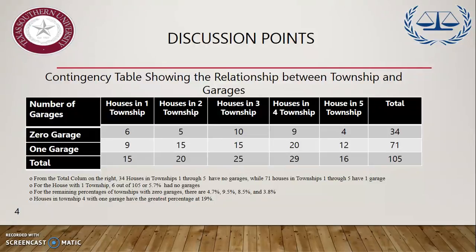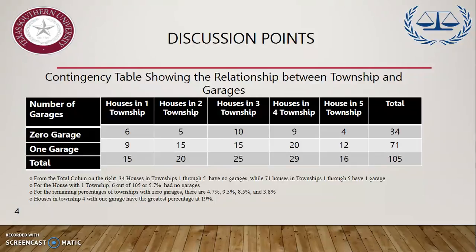Looking at my contingency table, I was able to see that the houses within the 4th township with 1 garage take up the greatest percentage at 19%. So we can infer that share of the market data, the 4th township with 1 garage, if you were a realtor, you would assume that's where a lot of houses with 1 garage are. If you were to cater to somebody with 1 garage, a lot of the garages are located right there or sold right there, or whatever the case may be.